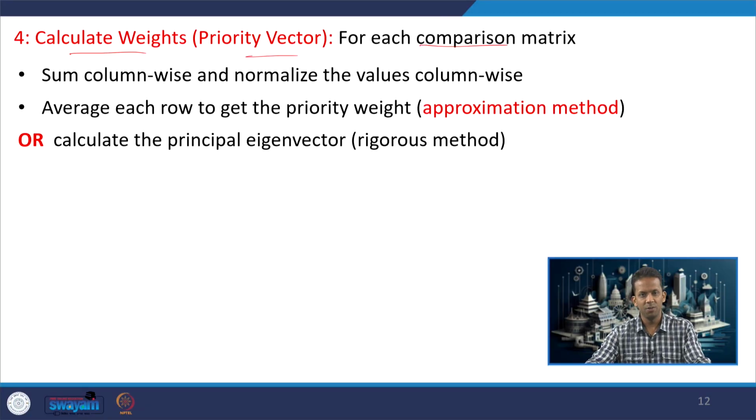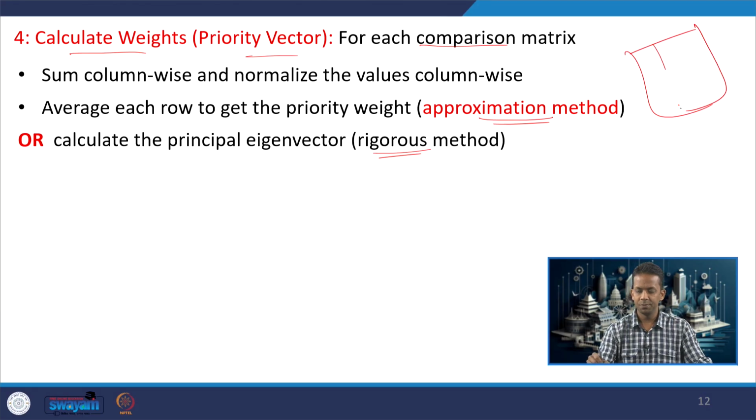There are two ways. One is the approximation method and one is the rigorous method. Okay, so the approximation method is relatively simple once we have that matrix in the form of rows and columns.